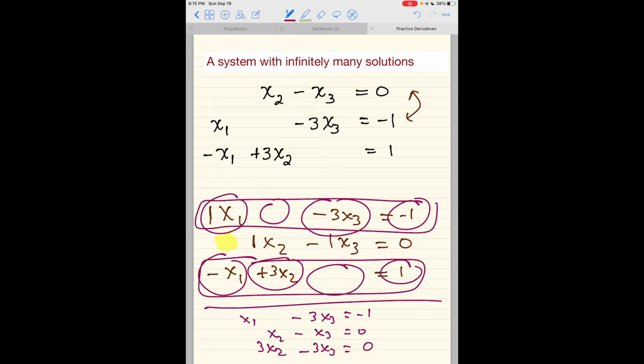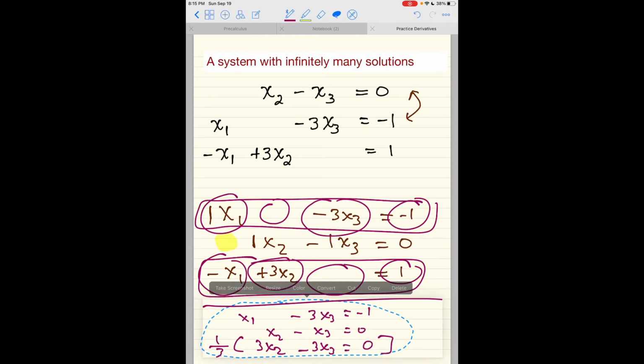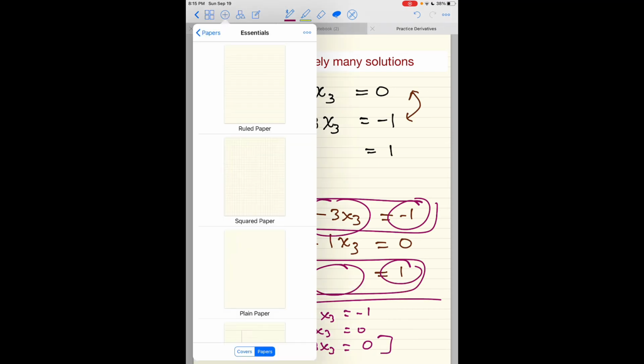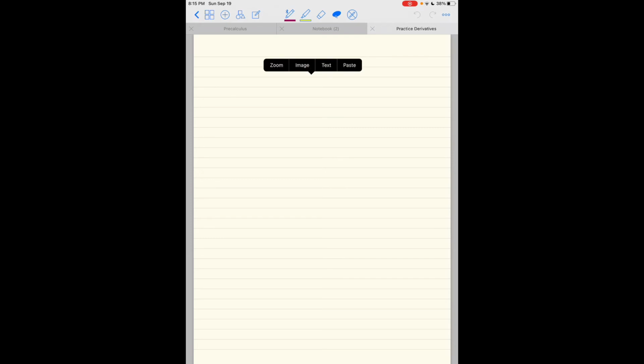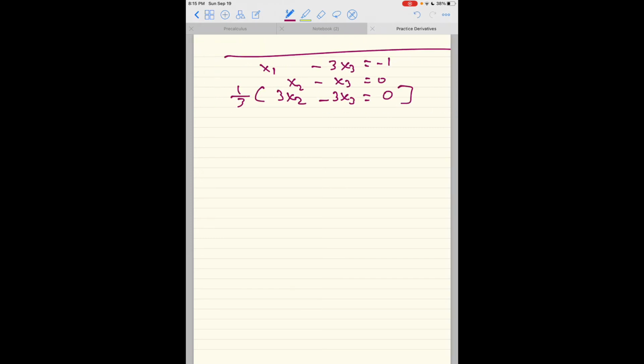Now, if you basically multiply the entire third row by 1 over 3, okay, so I'm going to take that to the next page. So please bear with me as I copy this. Okay. What we can have here now is x1 minus 3x3 equals negative 1, x2 minus x3 equals 0, and then x2 minus x3 equals 0. These two are identical, right?